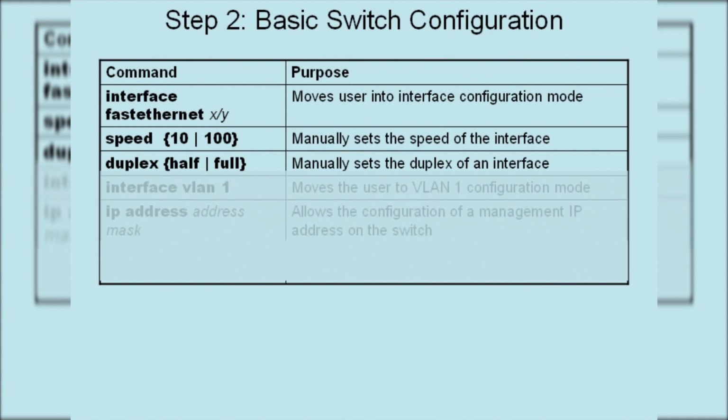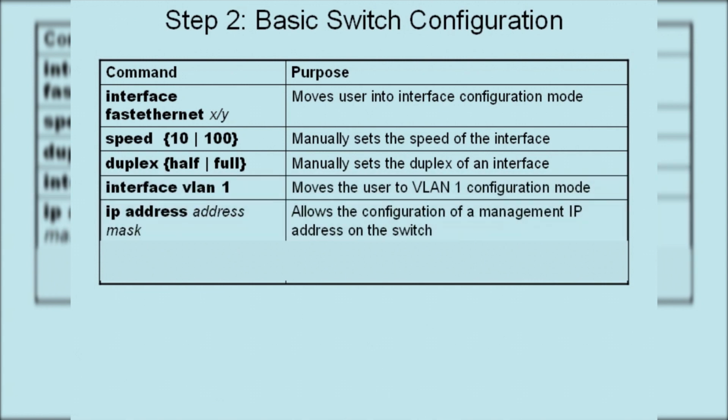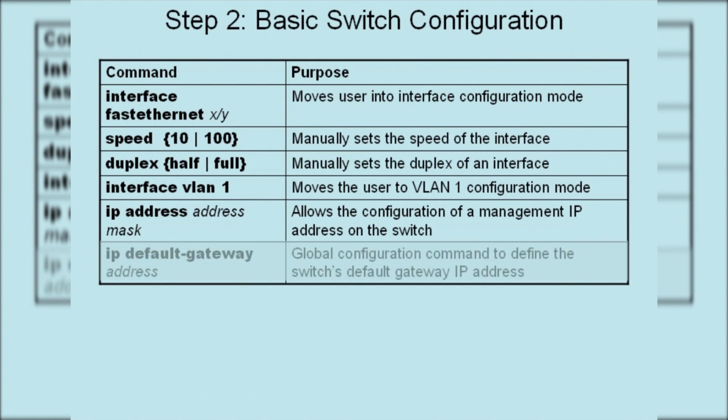Additionally, we'll set the IP address on the switch. Now the IP address is typically configured under an interface called interface VLAN 1. VLAN 1 is typically used for management purposes. So to configure a switch's IP address, we use the IP address command under interface VLAN 1. Additionally, a switch thinks like an end-user host in regards to IP, so the switch needs to know its default gateway, and we'll use the IP default-gateway command that you see there.